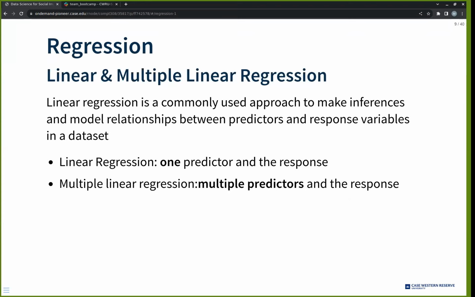Linear regression simply has one predictor and one response. In multiple linear regression, there are multiple predictors and one response. Just to make it clear once again, what is the response and what is the predictor? The response is the thing that you're trying to make a prediction on, and the predictors are the things that help you make a prediction on that response variable. So linear regression is for when the response is dependent on only one variable, and multiple linear regression is for when the response is dependent on a lot of variables.